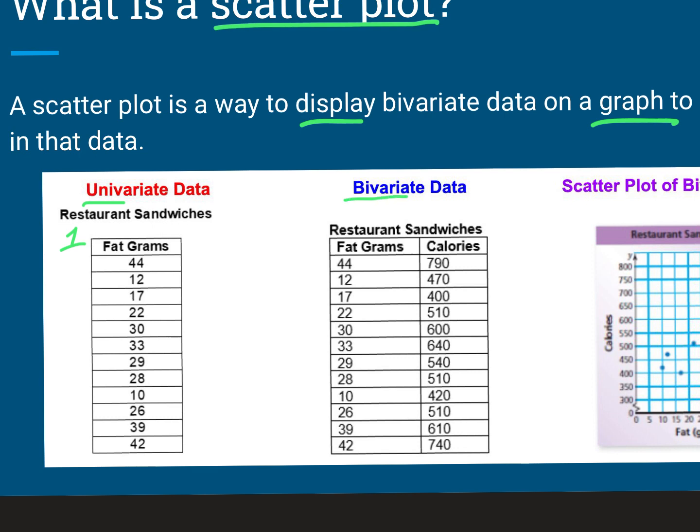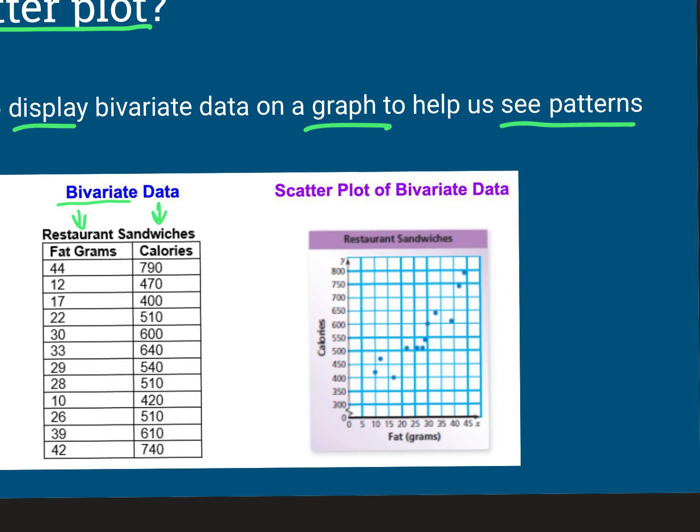Here, bivariate data, we're looking at two things. We're looking at fat grams versus the number of calories. That's what makes it bivariate. We're looking at two things and comparing them. Finally, we can make a scatter plot. It helps us to see what's going on. So looking at this table over here, you can't really tell if there's a pattern very well. But if you see it on here, you can see that it has this pattern. So that is why we put them onto scatter plots.